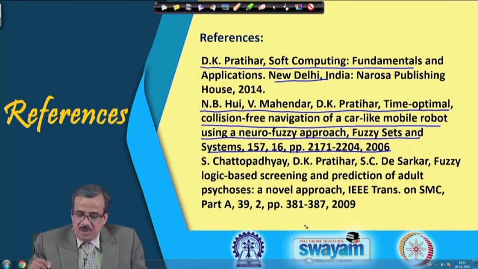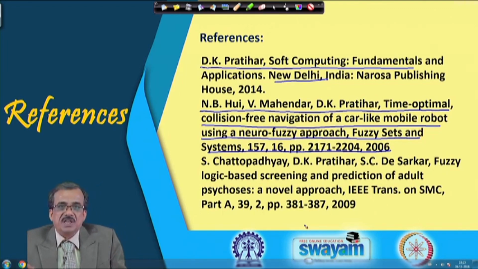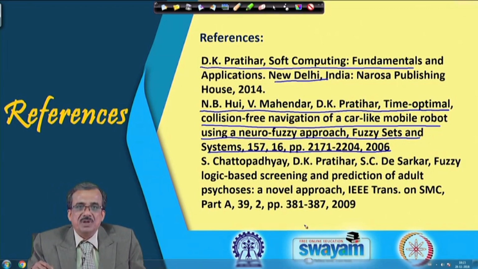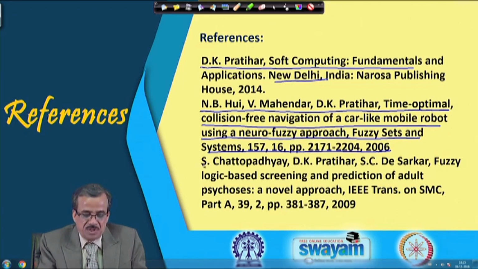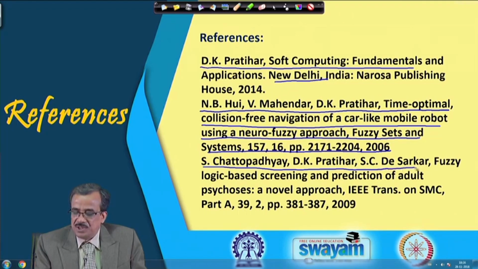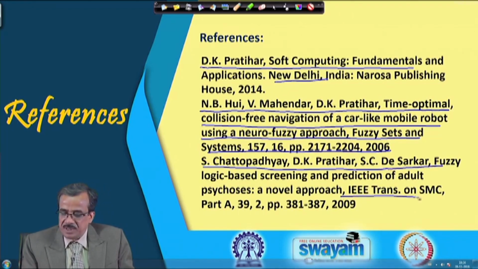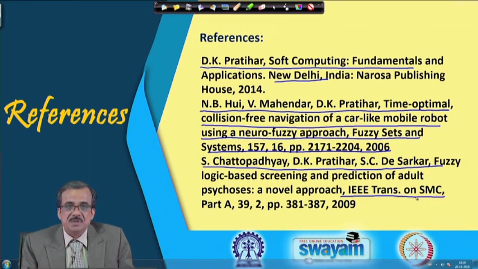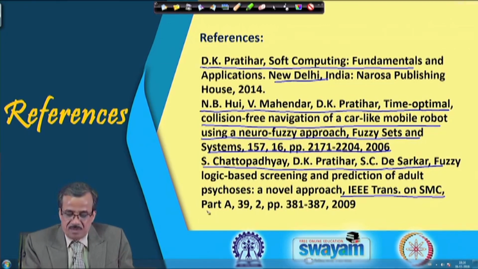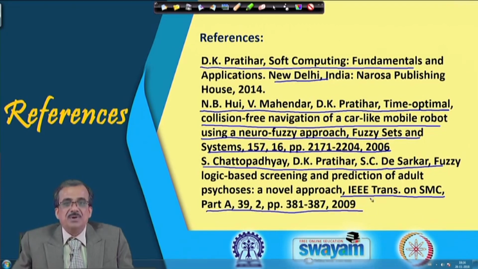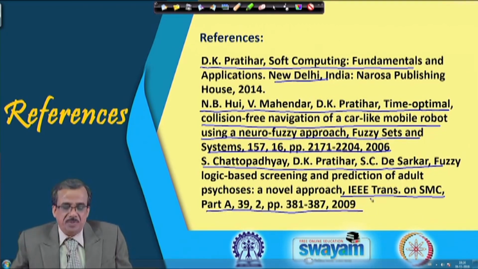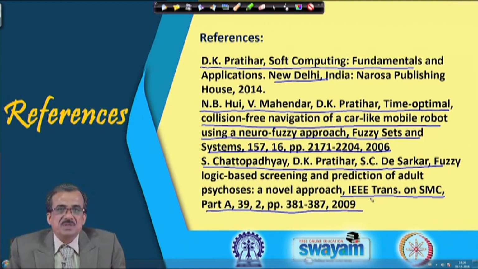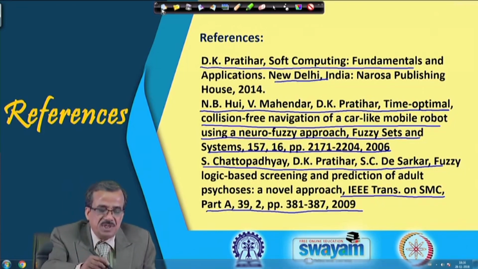Then for medical diagnosis for psychosis, if you want to get a clearer picture, you should read this paper by S. Chattopadhyay, D. K. Pratihar and S. C. De Sarkar, which was published in IEEE Transactions on Systems, Man and Cybernetics, Part A, and you can find more detailed information regarding the topics which we have discussed here.